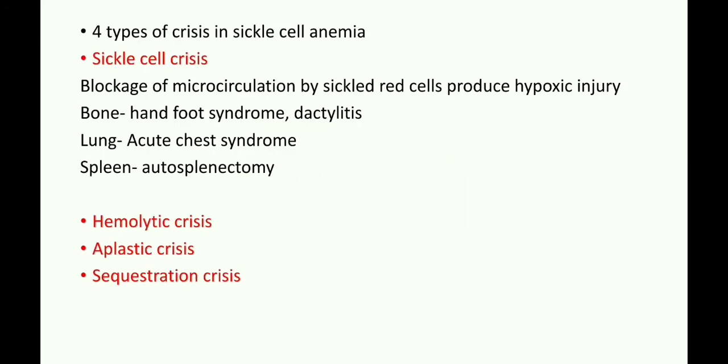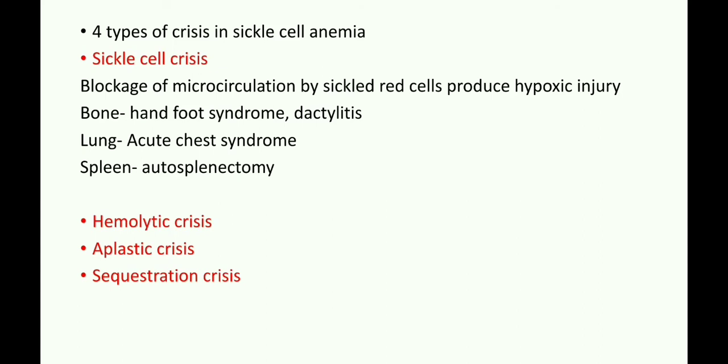So in sickle cell anemia, four types of crisis can happen, in which the first one is sickle cell crisis. This is also called vaso-occlusive crisis. That means the problems that can happen when the sickle cells are blocking the small blood vessels. So that can even disrupt the blood supply to various tissues. So it is an infarctive crisis and therefore it is painful.